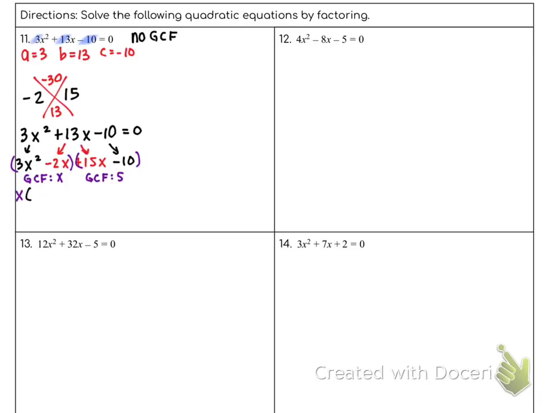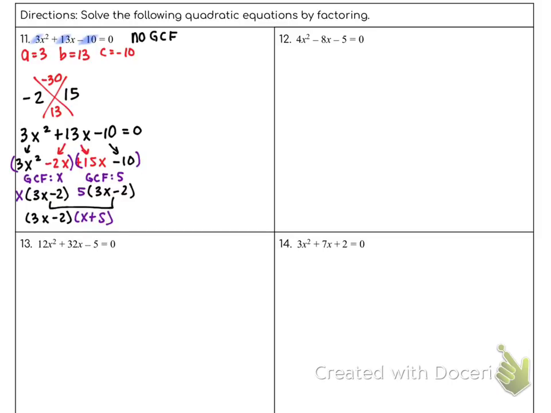So then you write the GCF down here, and you're going to divide out an x. So you'll have 3x left here, and then negative 2x divided by x is negative 2. And then if you take out a 5, 15x divided by 5 is 3x, and negative 10 divided by 5 is negative 2. Those 2 match, so your answer is 3x minus 2 and x plus 5.